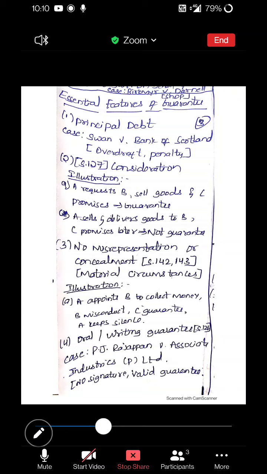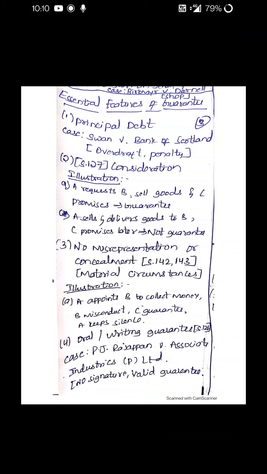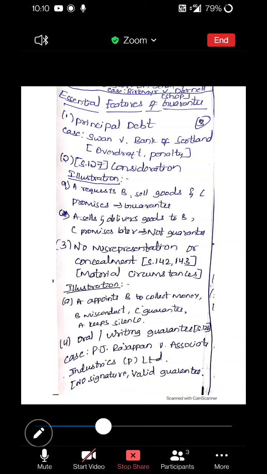The next essential feature of a guarantee is consideration. There should be sufficient consideration for the promise. That is, the creditor should provide some consideration to the principal debtor. If the principal debtor is paying, then the creditor should have provided something. He should have given some consideration to the principal debtor. Only then does the contract of guarantee arise.